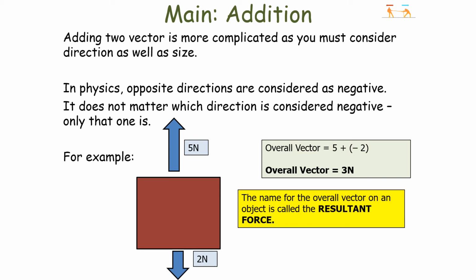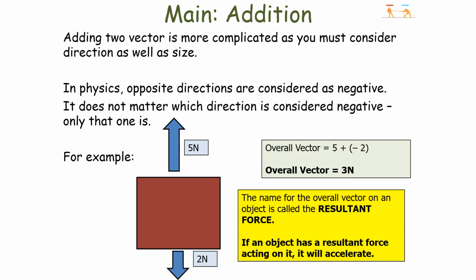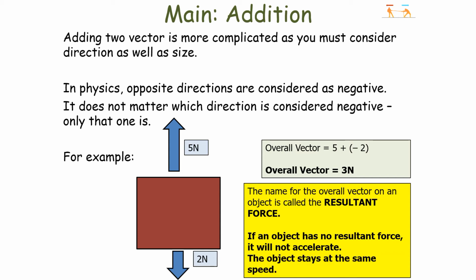Now, the name for an overall vector on an object is called the resultant vector, or in terms of forces, the resultant force. Now, if an object has a resultant force acting on it, it will accelerate. If an object has no resultant force acting on it, it will not accelerate. It will stay at the same speed.